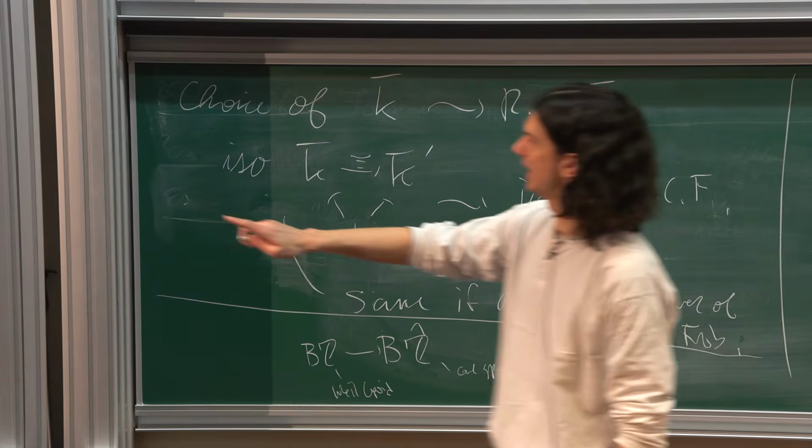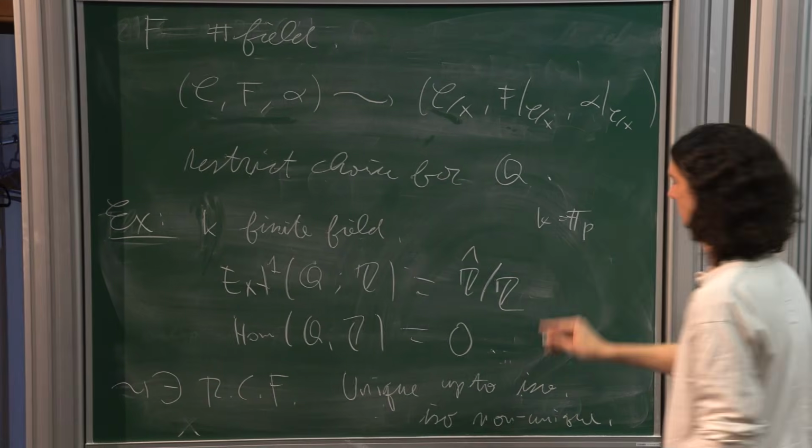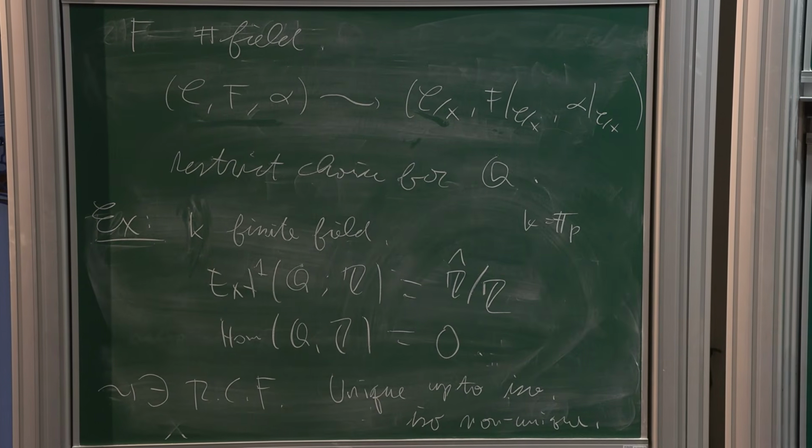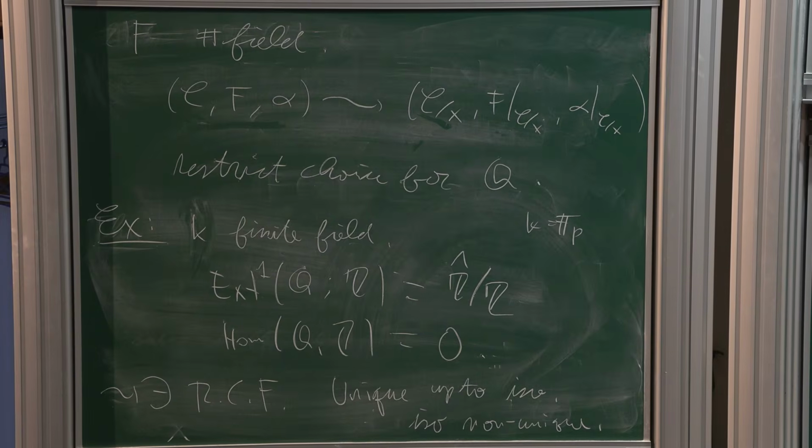By the way, we can do the same trick as passing from here to here. We could start with k equals F_p, fix a choice for F_p, then for any finite field, you automatically get a canonical choice, whether or not you embed that finite field in your choice of algebraic closure of F_p.